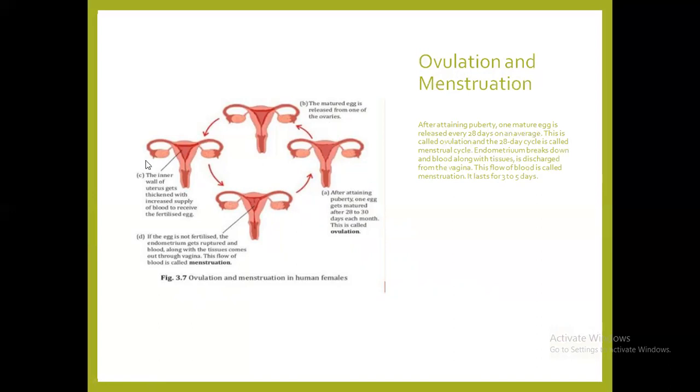And in diagram C, you can see the inner wall of the uterus gets thickened with an increased supply of blood to receive the fertilized egg. Then in part D, you can see that if the egg is not fertilized, the endometrium gets ruptured and blood along with the tissues comes out through the vagina, and this flow is called menstruation.